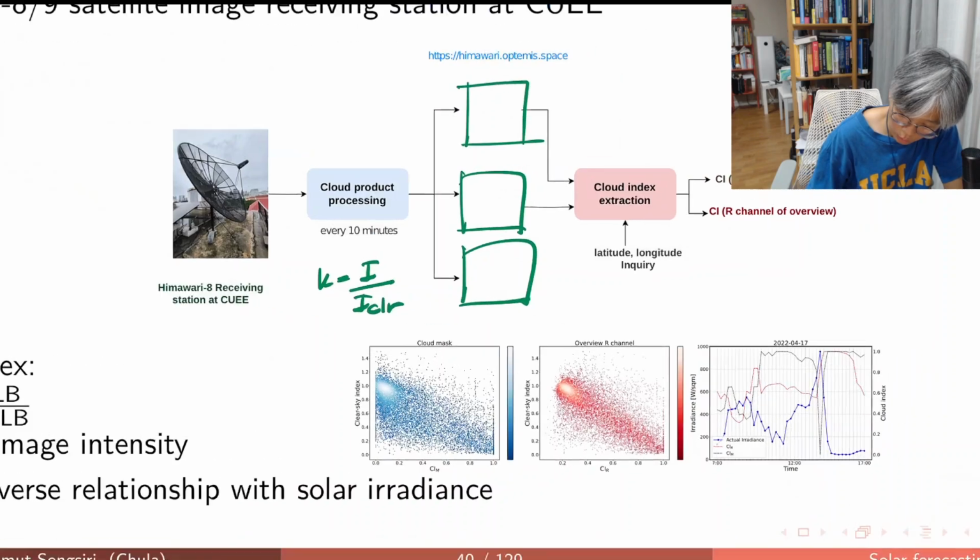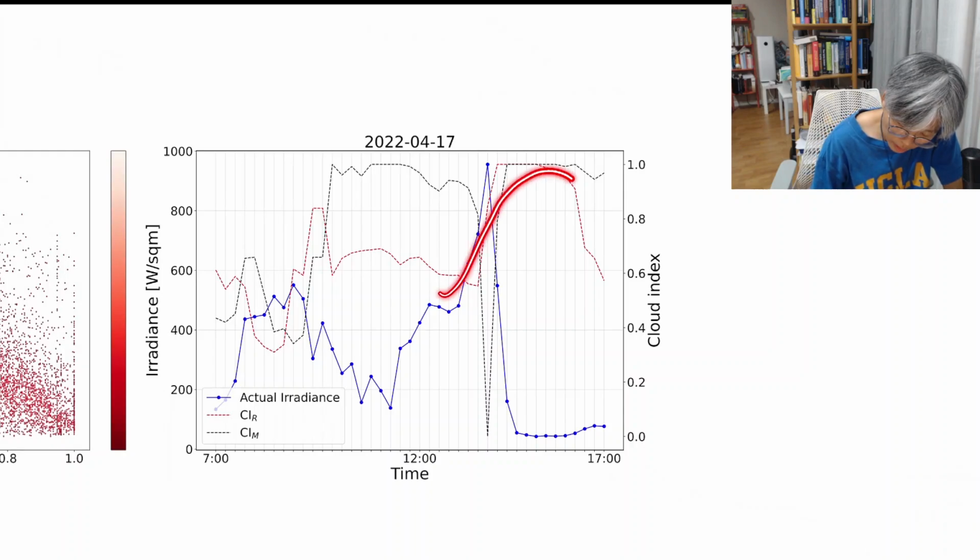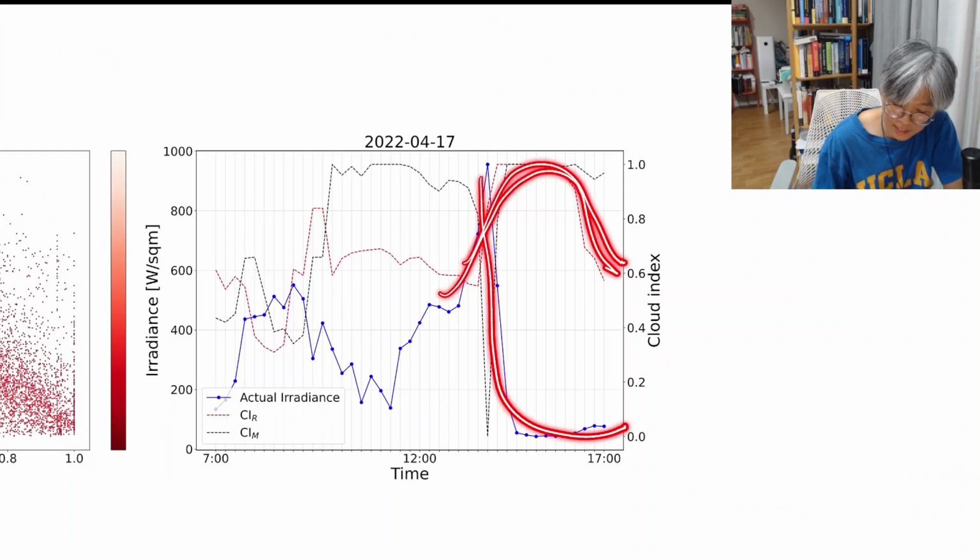Okay. So you can see from this time series as well. Whenever there is a high amount of cloud, the irradiance is less.